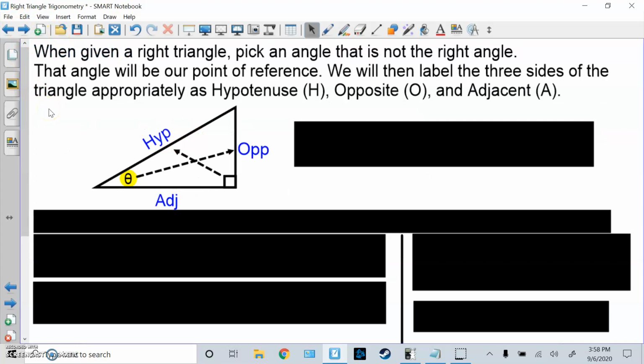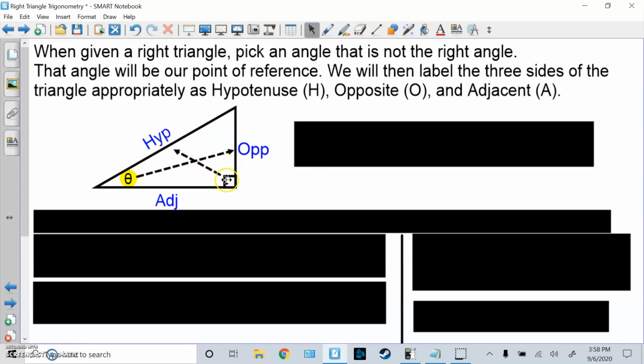So, when given a right triangle, pick an angle that is not the right angle. Alright, that angle will be our point of reference. Then we'll label the 3 sides of the triangle appropriately as hypotenuse, H, opposite, which I abbreviate O, and A is for adjacent. Alright, so I'm going to pick this angle right here. So opposite would be this.